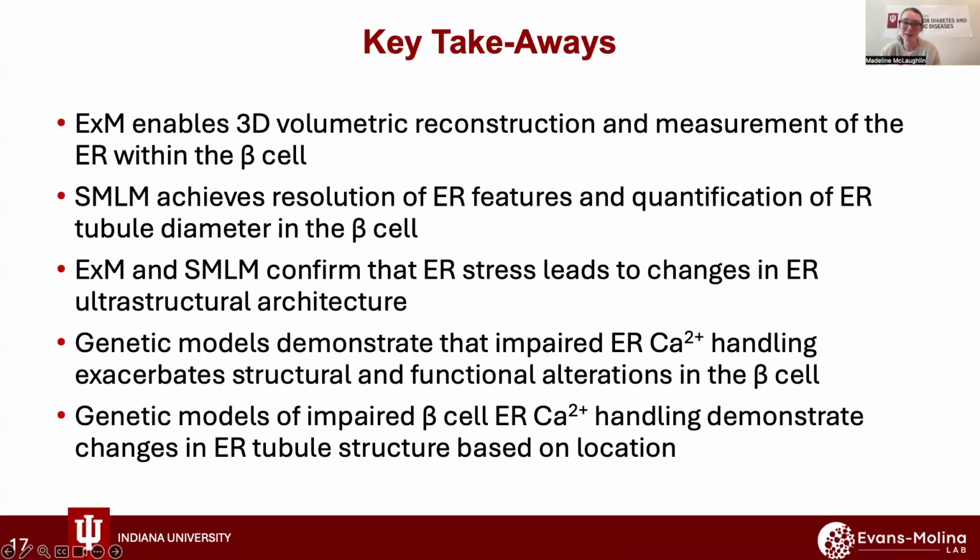So, some key takeaways from this talk. We have shown that expansion microscopy enables 3D volumetric reconstruction and measurement of the ER within the beta cell, while single molecule localization microscopy achieves resolution of ER features and quantification of ER tubule diameter in the beta cell. Both techniques have confirmed that ER stress leads to changes in ER ultrastructural architecture that we can actually quantify, which is pretty cool. Genetic models demonstrate that impaired ER calcium handling exacerbates these structural and functional alterations in the beta cell, again quantitatively, as well as showing that there are changes in ER tubule structure based on location.